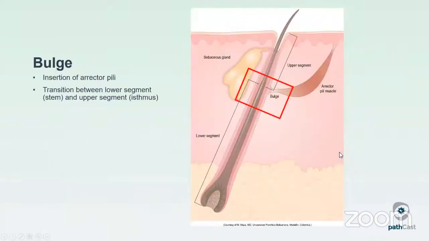Next up, moving on, above the stem, we have the bulge. This is the area of the insertion of the erector pili muscle. And it's the transition between our stem and our upper portion, the isthmus.